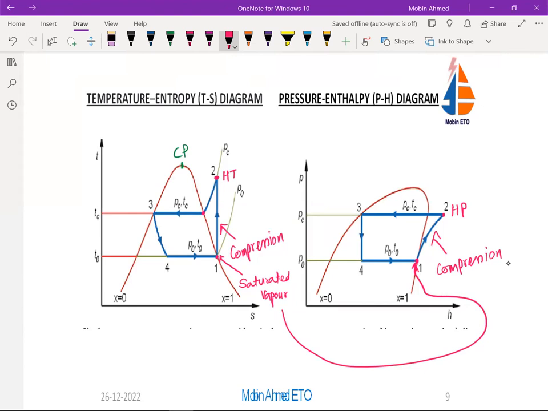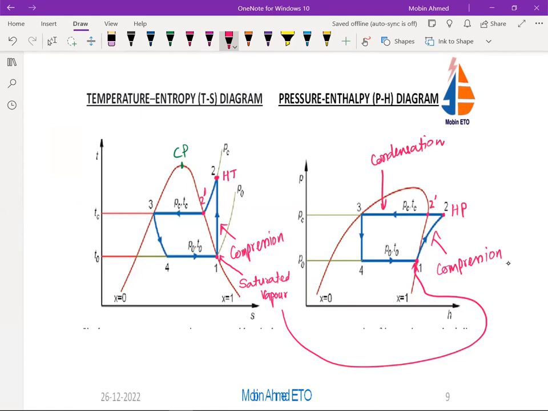So from 2 to 3, or from here also, when it is going to enter the condensation, we'll say 2 prime here. Here also I am going to write just 2 prime. So from 2 prime to 3, or here also 2 prime to 3, this is known as condensation.